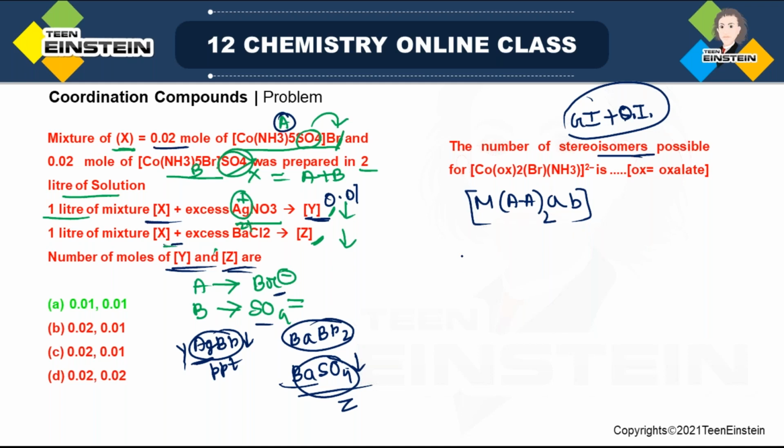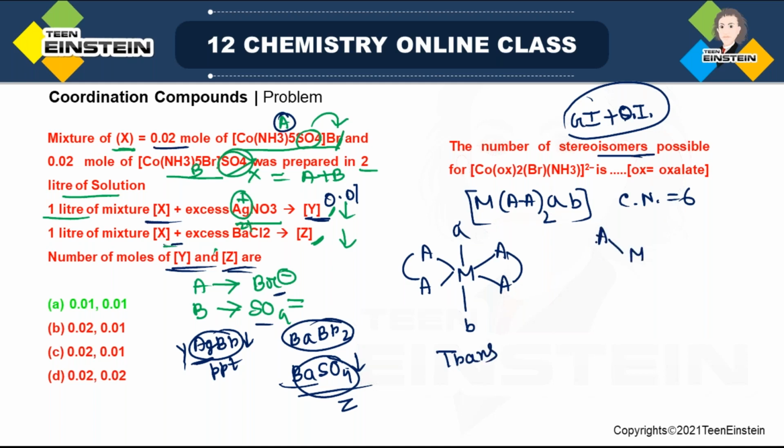M(AA)2AB. Now first we will see that coordination number is obviously 6. It is octahedral. Now AA will always be in cis orientation. And the position of small a, small b, like this. So this is trans. In the next one, now A and B are cis. So geometrical isomerism possible, total 2.